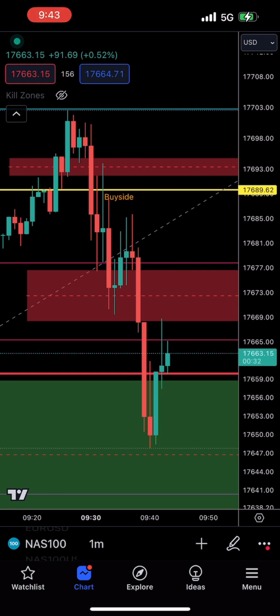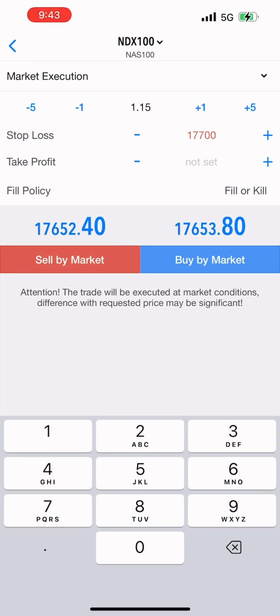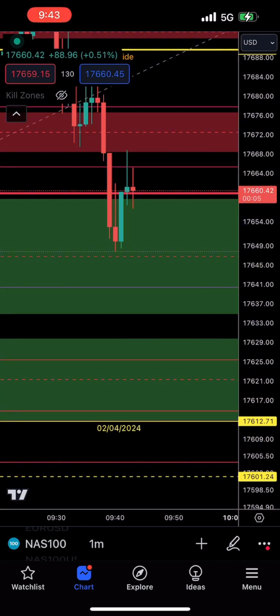Today I'm looking at NAS 100, and my bias right now is for a sell. So I just want to give you guys this quick trade, so maybe you learn from it, maybe not.